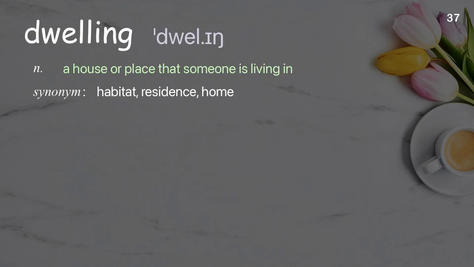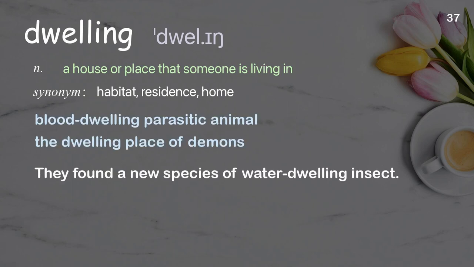Dwelling: a house or place that someone is living in. Examples: blood-dwelling parasitic animal, the dwelling place of demons. They found a new species of water-dwelling insect.